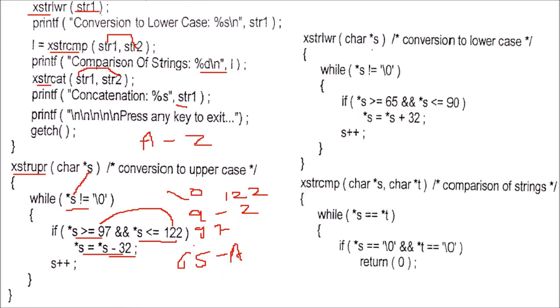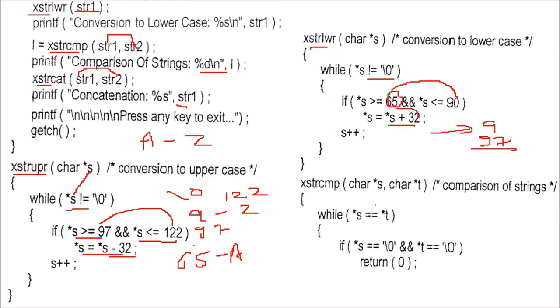Likewise, the same logic goes for lower. We check for values from 65 to 90 in the string. If they are between 65 and 90, we have to add 32. We have to take it to small a, right? And small a is 97, and 65 plus 32 is 97.